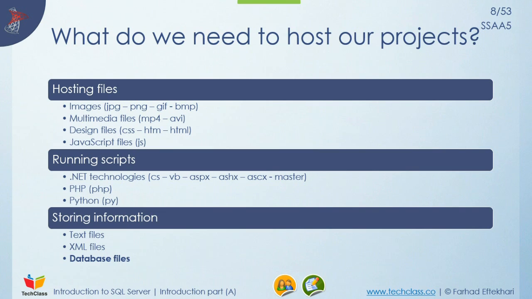But for this course, our main target is when we want to store information. And there are different types of files in order to do that. We can use text files to store information in the most basic way of storing information. Or we can use XML files. Or in a more advanced way, we can use database files in order to store the information that we would like to save for our application or project.